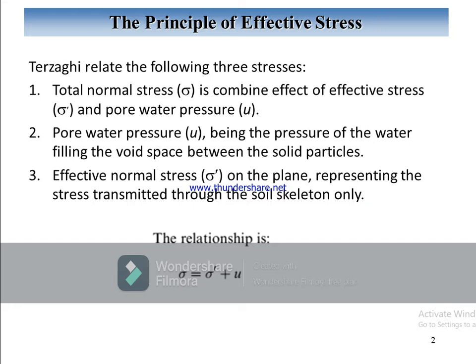Now we come toward our main topic, which is effective normal stress, the third one, also called the soil skeleton stress, as mentioned earlier. This is the stress borne by the soil particles, which is equal to the total stress minus the pore water pressure. So the relationship is: the total stress is equal to the effective stress plus the pore water pressure.